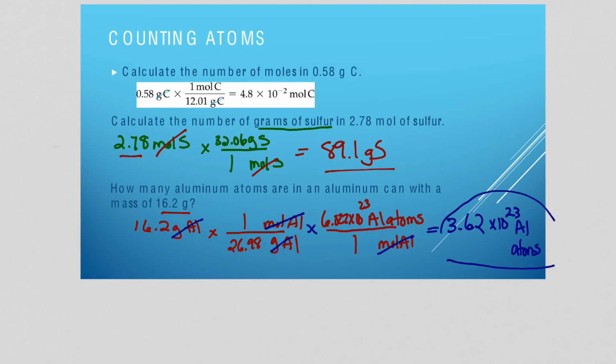And so we can say that the 16.02 grams represents 3.62 times 10 to the 23rd aluminum atoms. Okay? So these are the two key ideas here. We have to learn how to utilize Avogadro's number to go between moles and individual items, in this case atoms, and we have to be able to utilize the molar mass of an element to go between grams of that element and moles of that element.